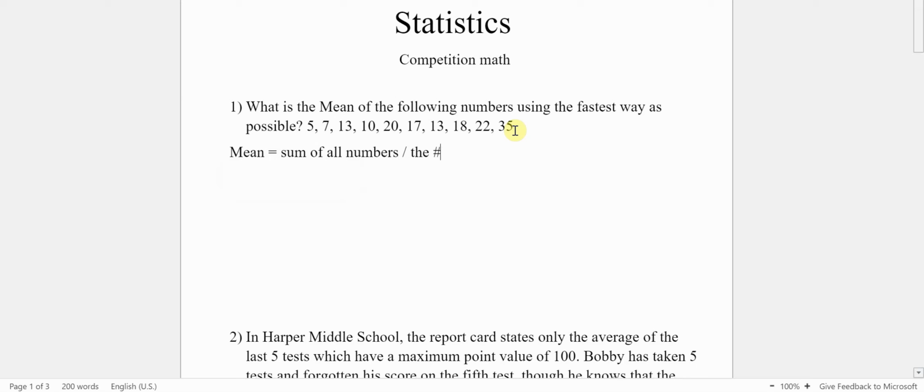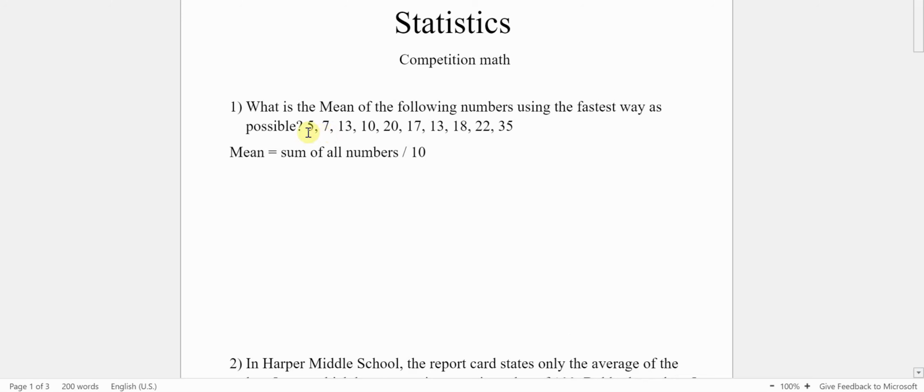So the mean is equal to the sum of all numbers divided by the number of numbers there are. So right here we can write 10 because we just calculated that. And we had to find the sum of all the numbers, but it says using the fastest way as possible. The fastest way as possible is to group numbers with easy methods, like 5 plus 10, 15. That's an easy number to add with. So you can just do 5 and 10, 15.